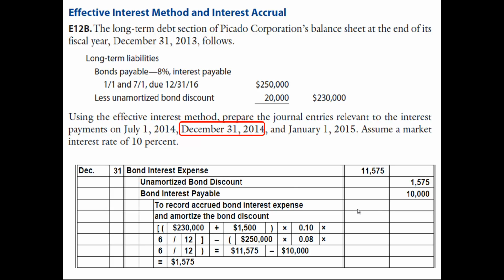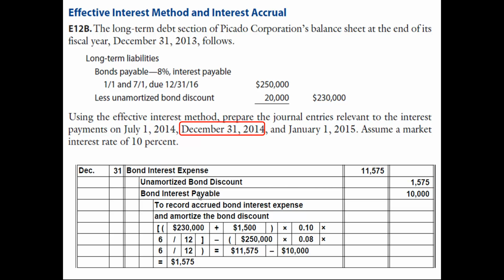So we're going to calculate our bond interest expense again. Remember, with a discount, the goal is to get the carrying value to equal the face value. So we take the previous carrying value plus the previous amount that was amortized, then times our 10%, and that gives us the $11,575. Cash doesn't change. Cash is still the $250,000 times the face rate times 6/12, which gives us the $10,000. Then the amount of unamortized bond discount is the difference between them.